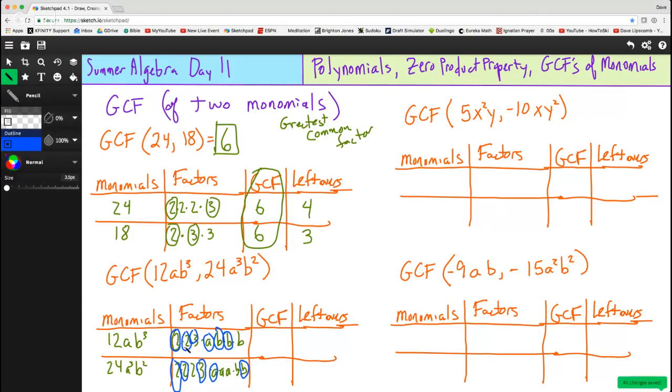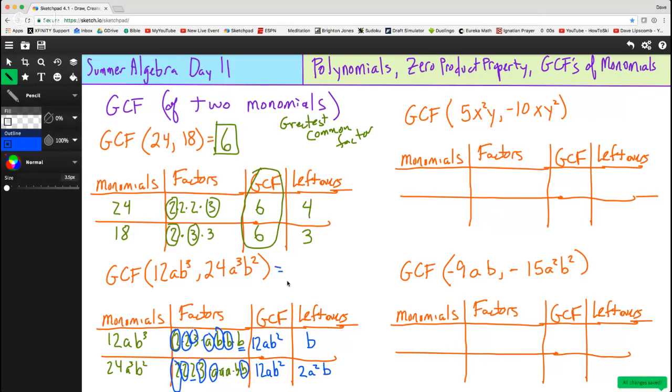So our GCF now is 2 times 2 times 3, which is 12ab squared. And my leftover on top is really just a b. That's the only thing left over. And on bottom, we have a 2. A times a is a squared b.